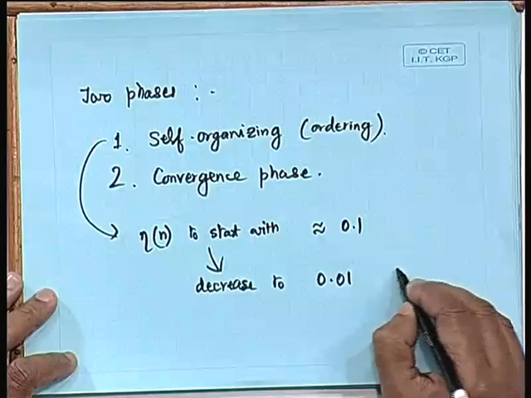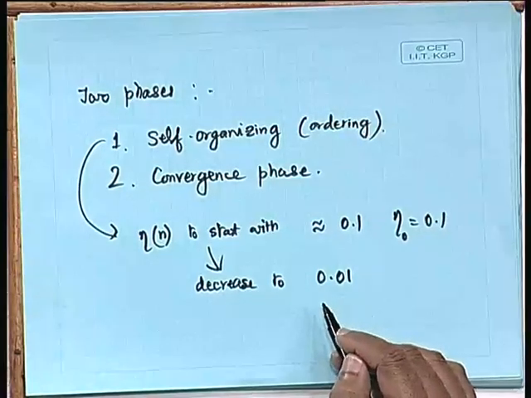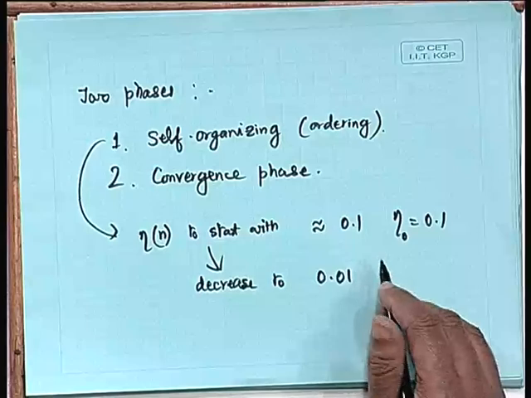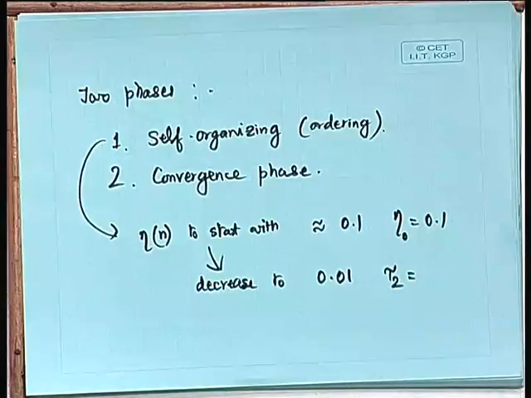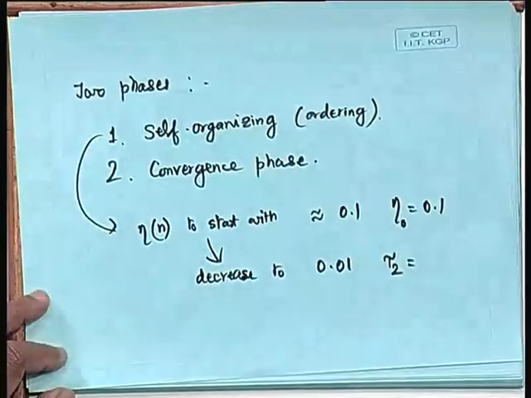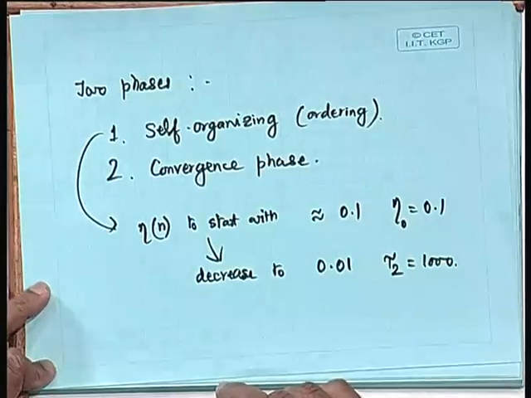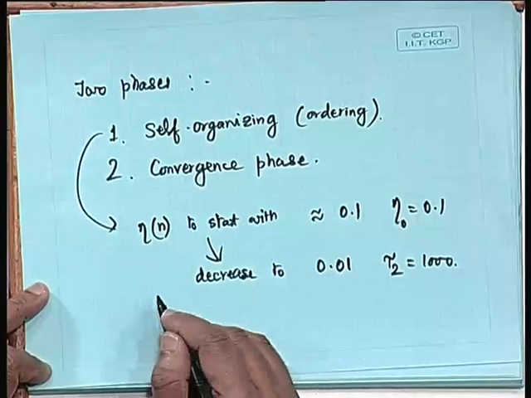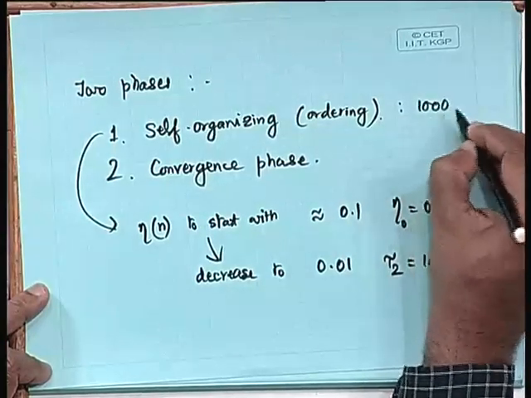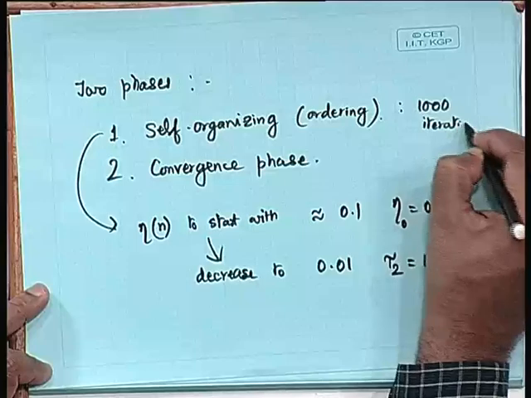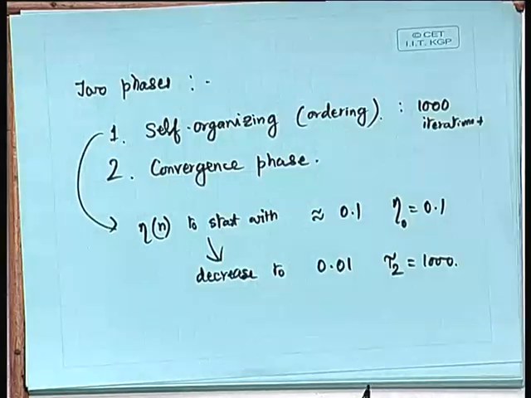Here we take eta 0 to be equal to 0.1, typically, and it decreases to 0.01. The time constant tau 2 that we use, that is to say the learning rate's time constant decay, is of the order of, say, thousands. Then the self-organizing phase normally takes around 1000 iterations, more than 1000 iterations are normally needed for a typical self-organizing map to work.